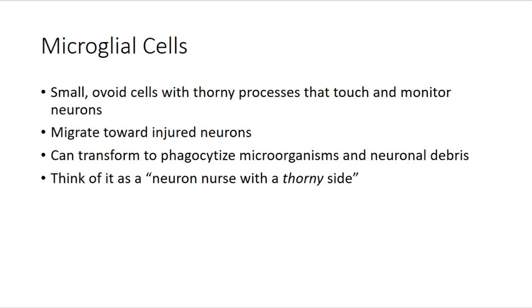We also have microglial cells, and the big thing to know about microglial cells is they are phagocytic. They can transform to phagocytose microorganisms and neuronal debris. They actually go toward injured neurons in order to do so. They're a little bit smaller than our astrocytes, but they do have a lot of processes like our astrocytes. But their soma or cell body is much smaller and ovoid in shape. So we can kind of think of a microglial cell as a neuron nurse with a thorny side, whereas astrocytes are kind of the do-it-all and take care of everything. Microglial cells are going to take care of things that are breaking down.